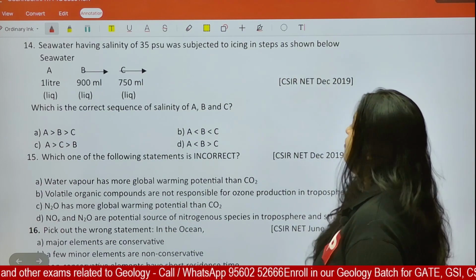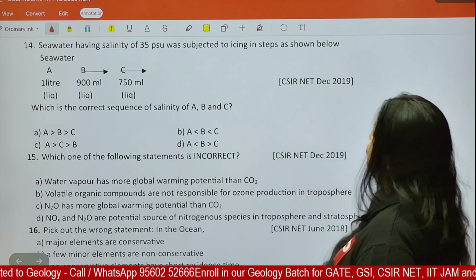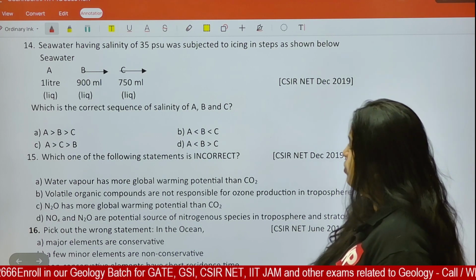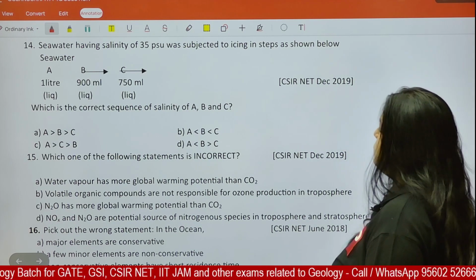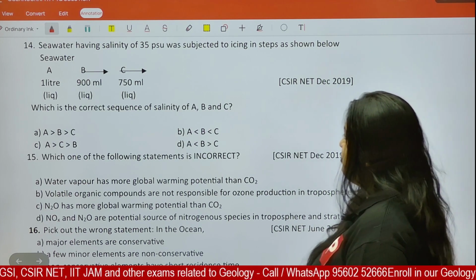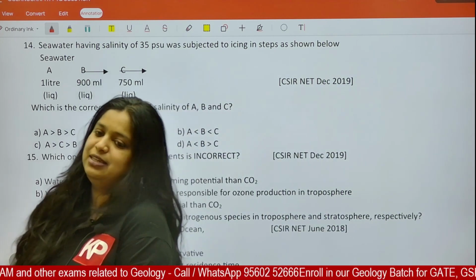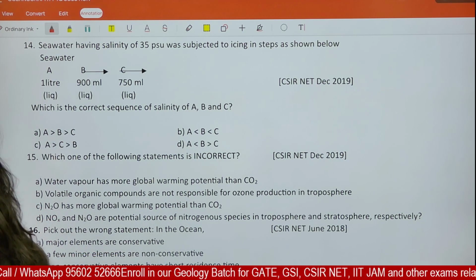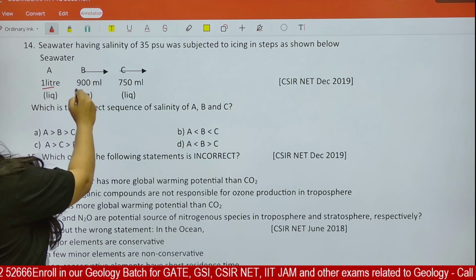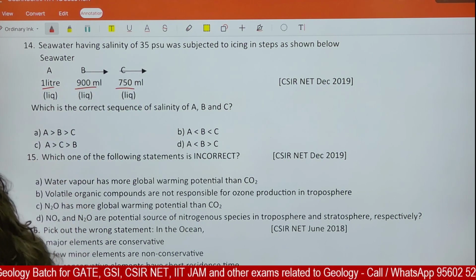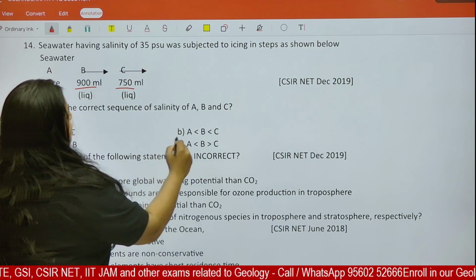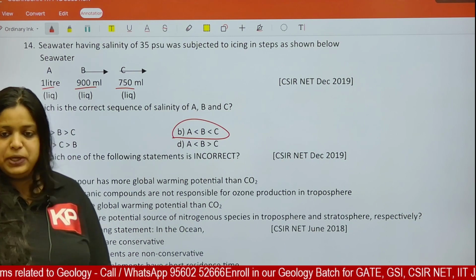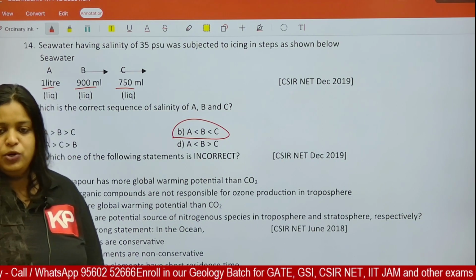Next, seawater having a salinity of 35 PSU was subjected to icing in steps as shown below. First, seawater of 1 liter, 900 ml, 750 ml. Which is the correct sequence of salinity of A, B and C? This is a very interesting and easy question. Obviously, if this is 1 liter of water, then liquid 900 and 750 ml, so the salinity will be increasing towards this side. So the answer will be B. A will be least saline, then comes B, then comes C.